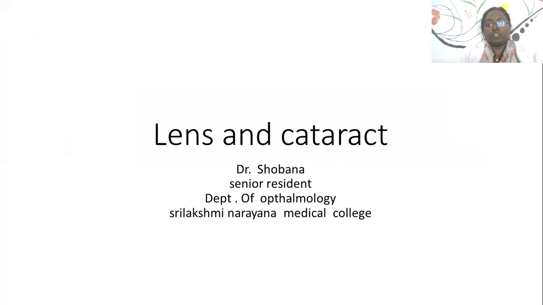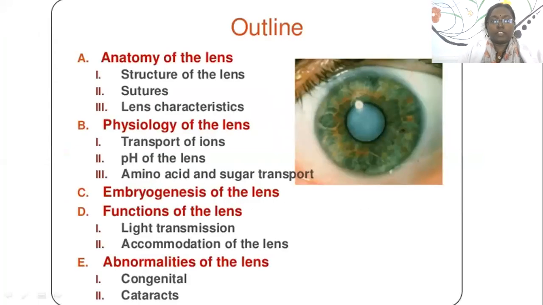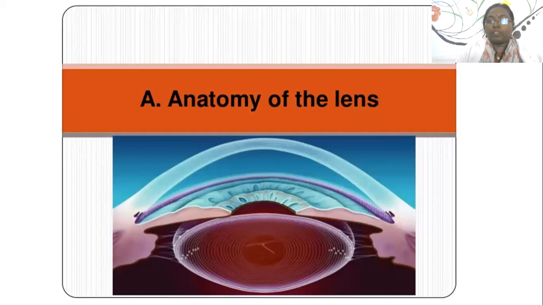Students, today's class is on lens and cataract. Let's see about the anatomy of the lens. We'll know about the physiology of lens, where we know about the pH of the lens, transport of ions, amino acid and sugar transport, embryogenesis of lens, functions of lens, light transmission and accommodation of lens, abnormalities of lens. It's congenital abnormalities and cataract. So let's move into anatomy of lens.